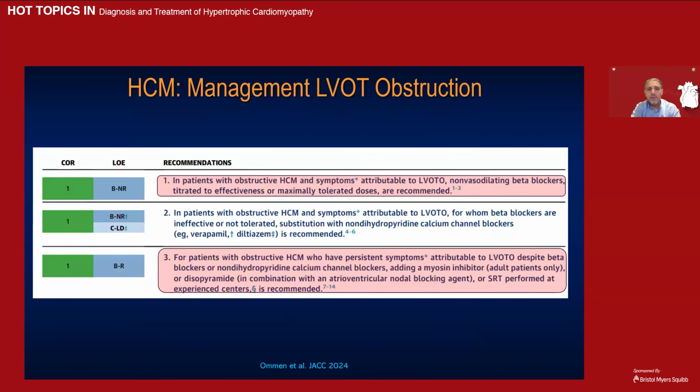Let's start with LVOT obstruction. The ACC guidelines in 2024 clearly show that patients who have symptoms secondary to LVOT obstruction are candidates for non-vasodilating beta blockers as a first line of therapy. And just want to draw your attention here that the level of evidence is non-randomized.